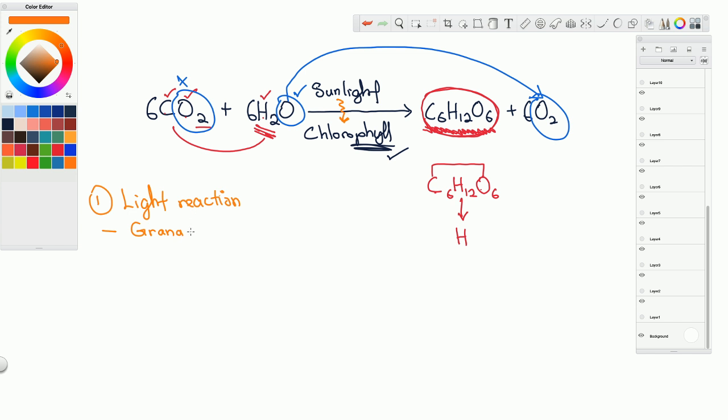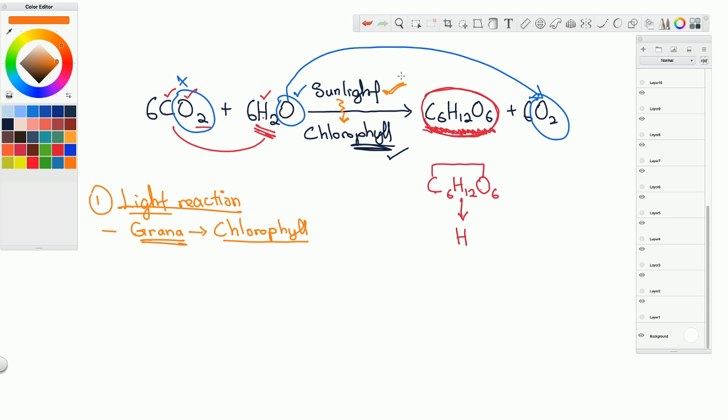Why is grana? Because grana contain chlorophyll. Chlorophyll, you get another 1 point here. For chlorophyll, function is to absorb sunlight. Okay, so grana is the site of light reaction. For essay, you can score 1 mark for grana here. Why is grana? Because grana got chlorophyll to absorb sunlight, to trap sunlight. You get another 1 point here.